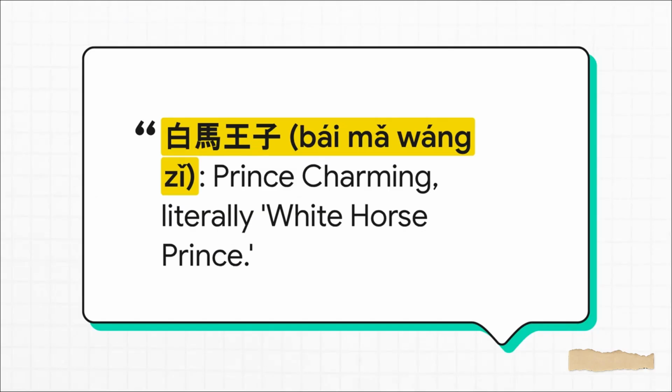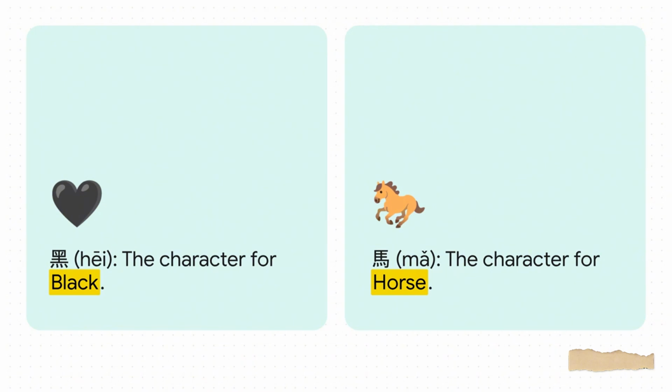You get 白马王子, which means Prince Charming. But look closer, it literally translates to white horse prince. I mean, how cool is that? The color isn't just a color. It adds this whole layer of fairy tale imagery. It tells a story.